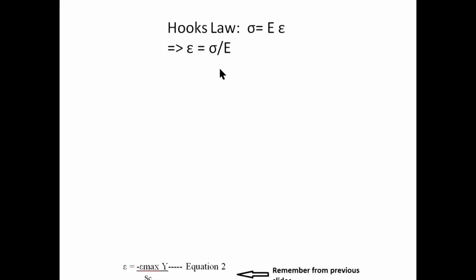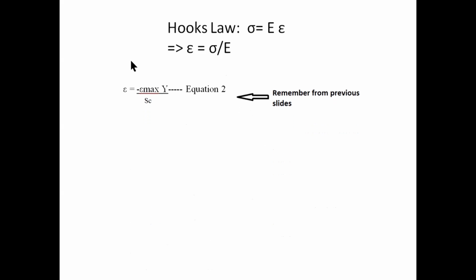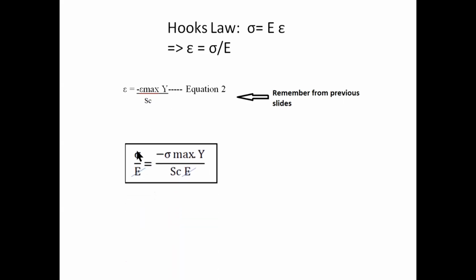So if we substitute the value of the strain to be sigma divided by E in equation 2, which we have worked out before, we will get sigma divided by E is equal to minus sigma max y divided by c times E. All the E's will cancel out. Then we are left with sigma is equal to minus sigma max y divided by c, and let us call this equation 3.